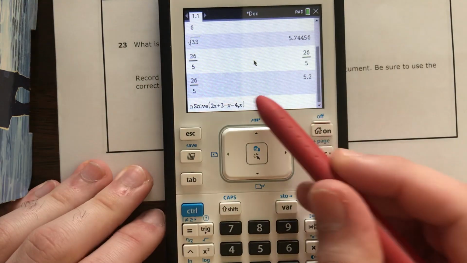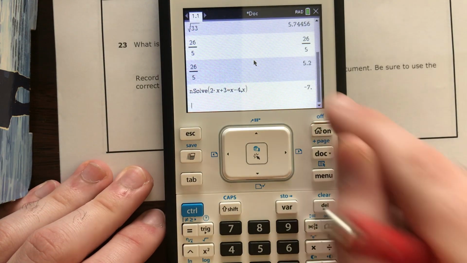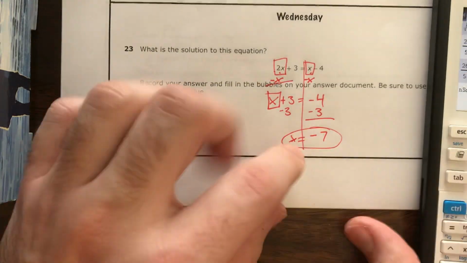Because that way you're telling the calculator what to solve for. You hit enter and you get -7. Good way to check your answer. All right, going to the back side.